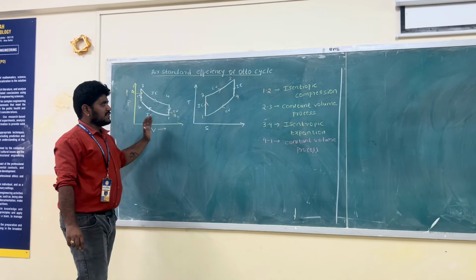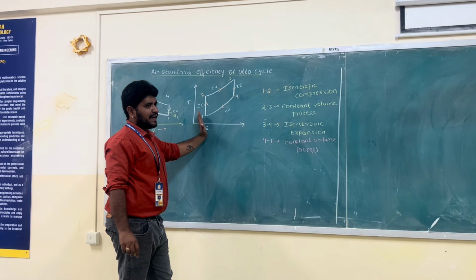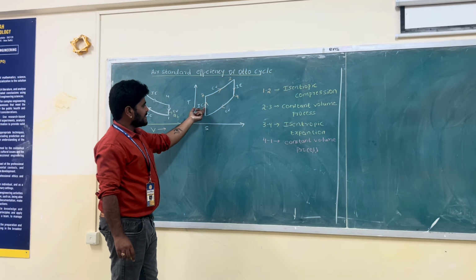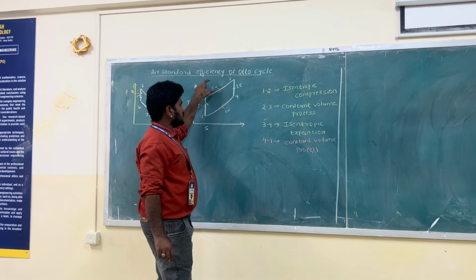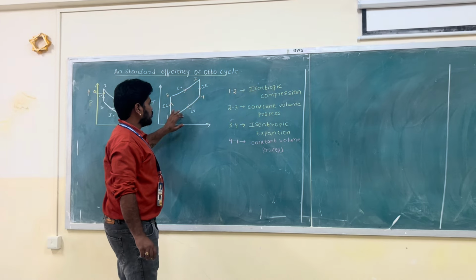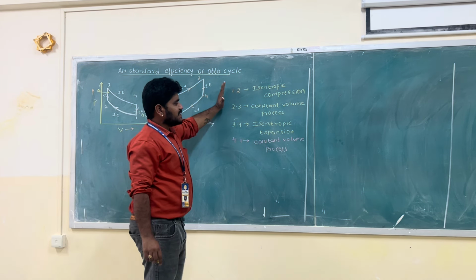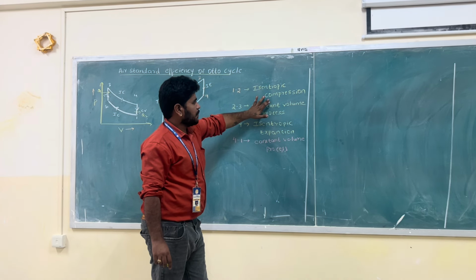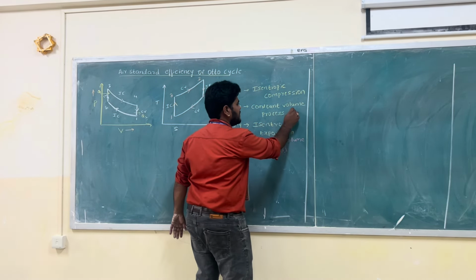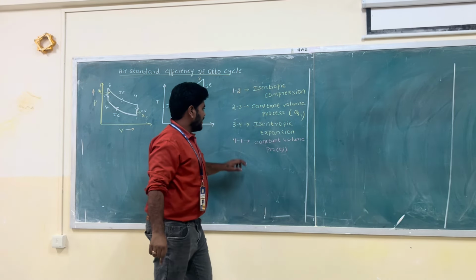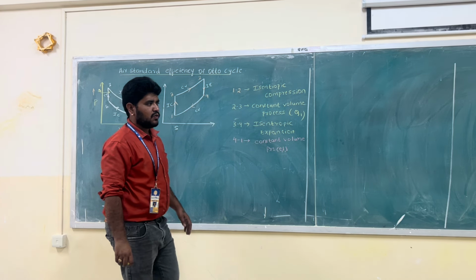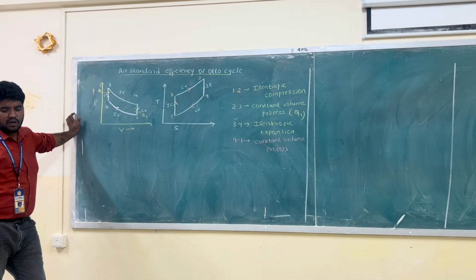This is the TS diagram, the temperature-entropy diagram, and this is the pressure-volume diagram. 1 to 2 is isentropic compression, whereas 2 to 3 is the constant volume process. 3 to 4 is the isentropic expansion, and 4 to 1 is a constant volume process. You can see the process here: 1 to 2 is isentropic compression, 2 to 3 is a constant volume process where the heat addition takes place, which I take as Q1, and 3 to 4 is isentropic expansion, and 4 to 1 is a constant volume process. Now let us derive the efficiency of the Otto cycle.